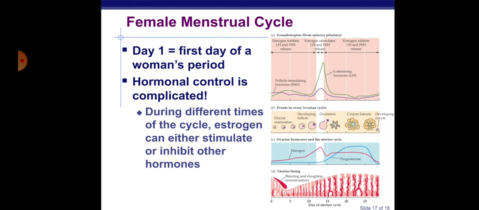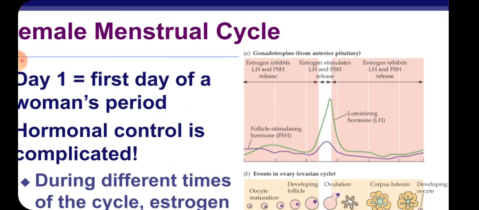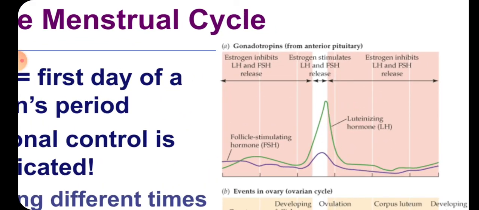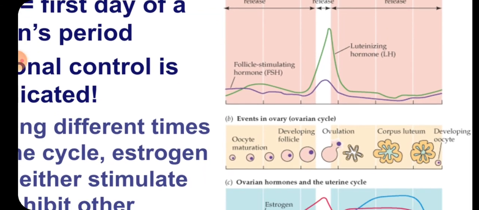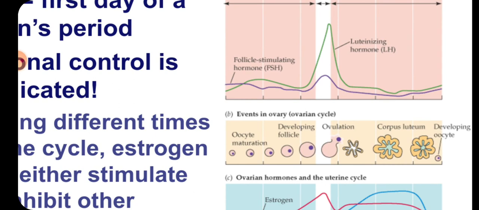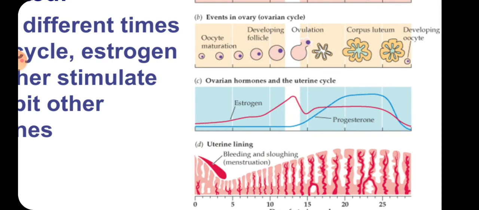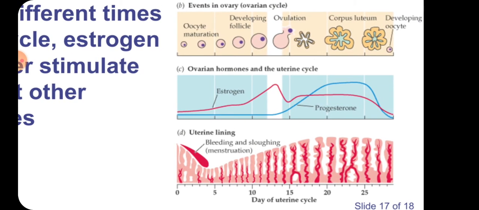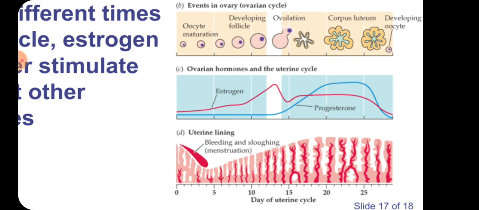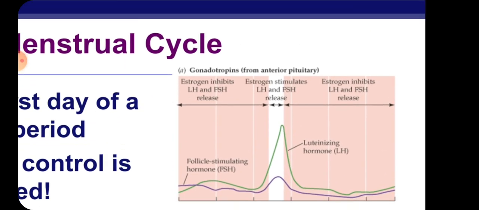Here again you have these first, second, third, fourth diagrams, which you can see from the gonadotropins which are released from the anterior pituitary. Diagram B shows events in the ovarian cycle, the C diagram shows the ovarian hormones and the uterine cycle, and the D picture shows uterine bleeding. Now, if we discuss the levels, estrogen inhibits LH, luteinizing hormone, and follicle stimulating hormone release.